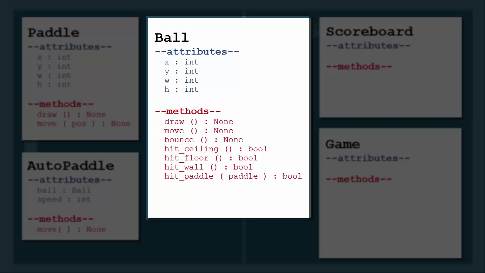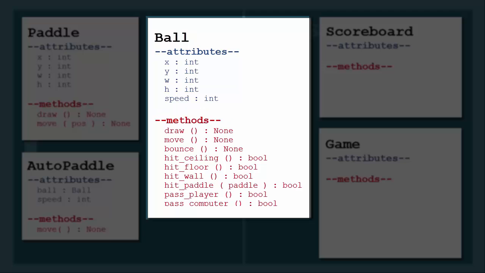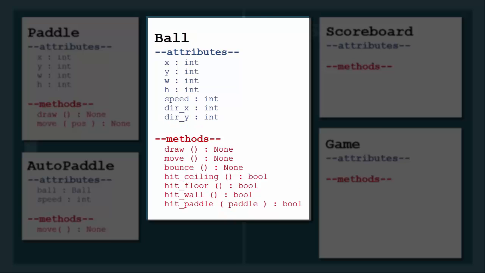There are two more things we need to know about the ball. We need to know when it passes the player paddle or passes the computer paddle. So when it passes the player paddle, that means the score goes back to zero. And when it passes the computer paddle, we get 5 points. So to keep track of that, we'll have a pass player method and a pass computer method. We'll also need a few additional attributes. Speed to keep track of how fast the ball should move. And then two attributes to track the X and Y direction the ball is moving in.